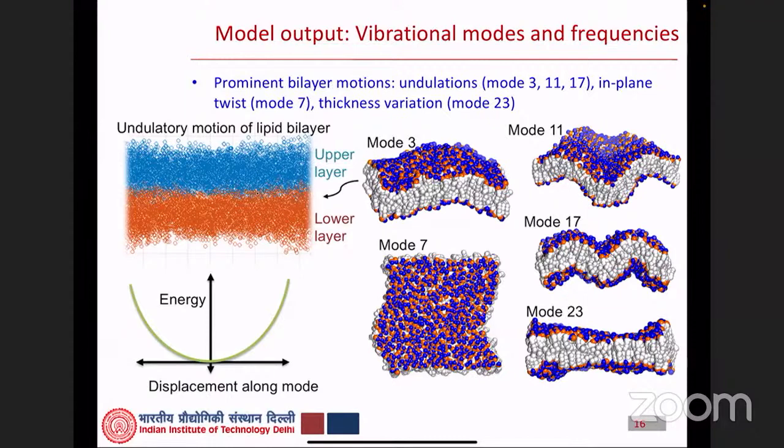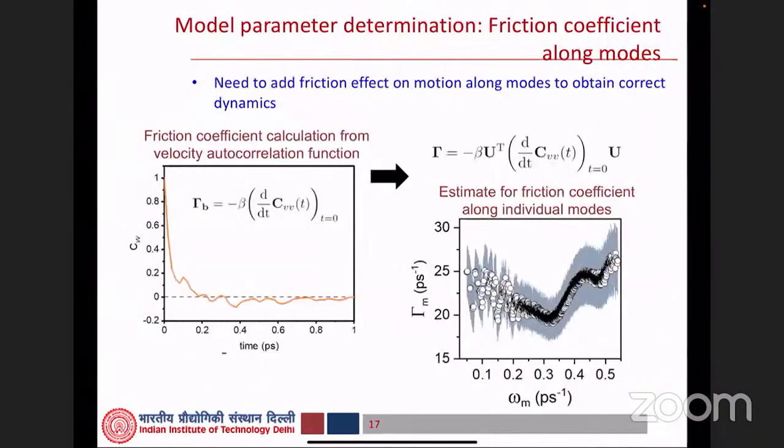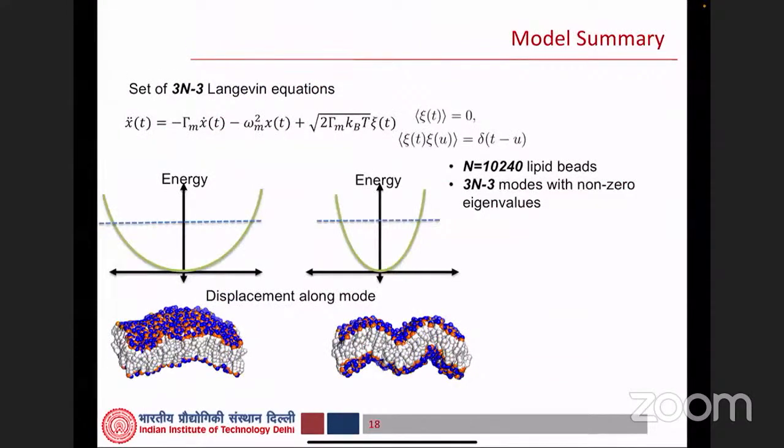So I'm skipping this validation part of the model. Broadly, we did the same things. We looked at the kind of motions we are getting from our model and the kind of motions we are getting from either experimental data or from molecular dynamics simulations. The one addition with respect to the protein problem was that I also need to account for friction along the modes. So we accounted for the friction coefficient along the modes and solved the Langevin equations, which include both the elastic network model and the friction effects in the space of normal modes.